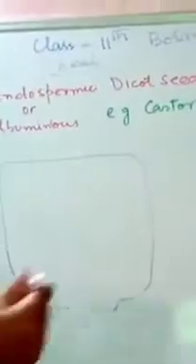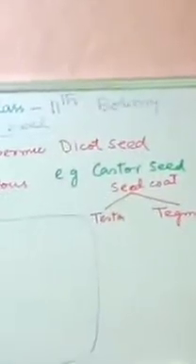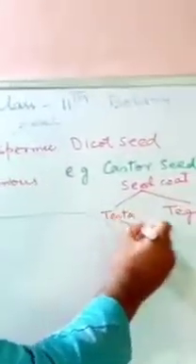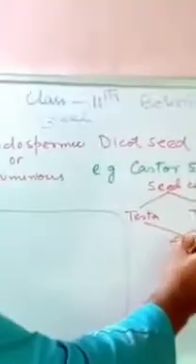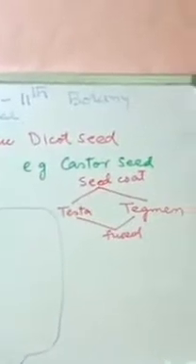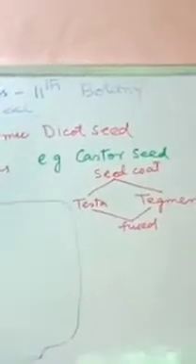Here we will see first the outer covering, that is the seed coat. In the seed coat we will see two layers: the outermost is the testa, and the inner one is called the tegmen. In this case the testa and tegmen are there, but they are fused. Now how can we see that there are two layers, the testa and the tegmen?